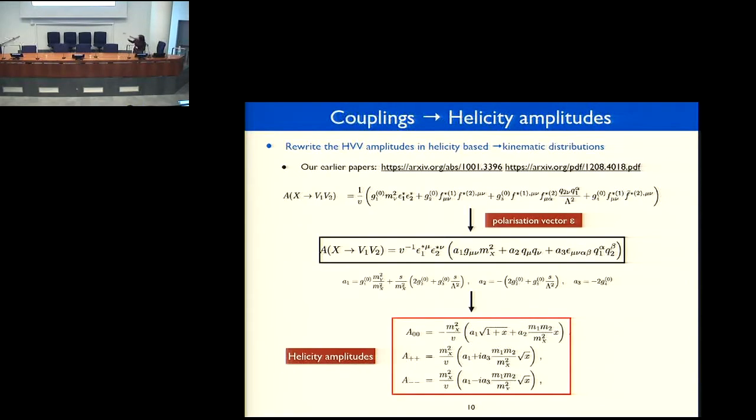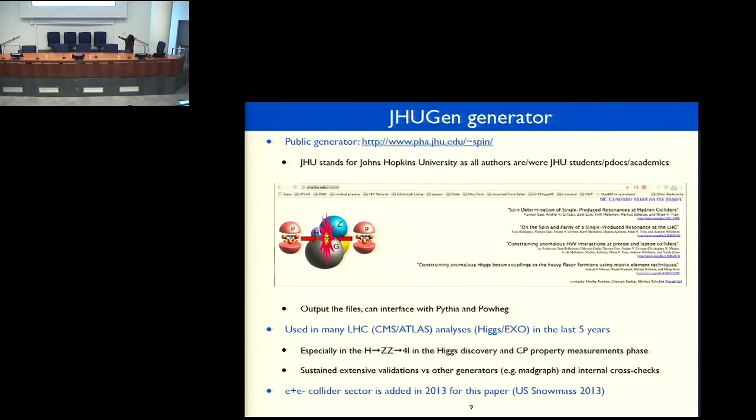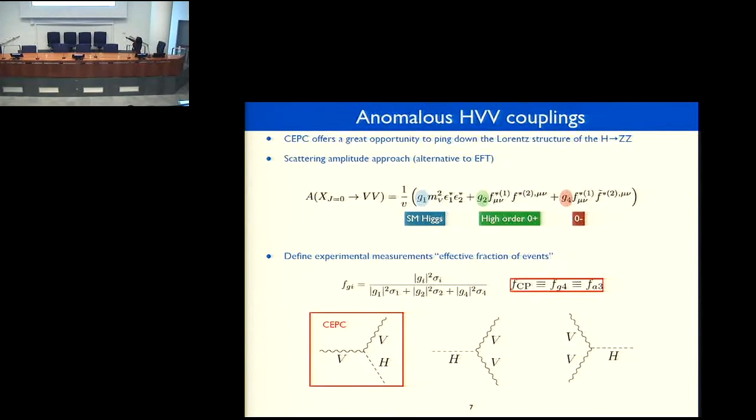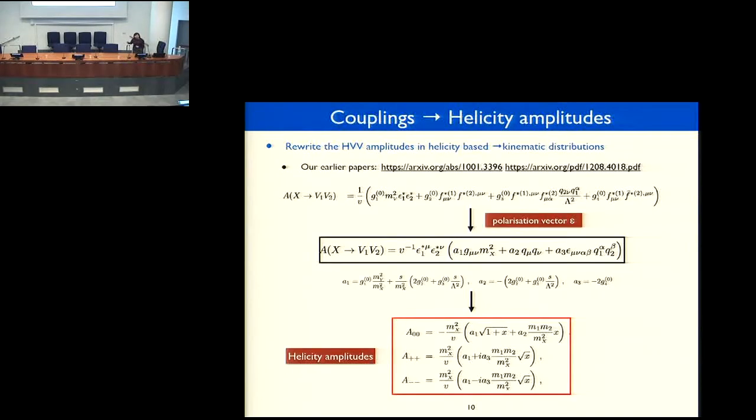Right. Now, let me go into a bit more detail on this. I show you this general scattering amplitude. This is the theory we want to extract. But the question we ask ourselves is: how do you translate all these couplings, the g's, into something that we can experimentally measure?